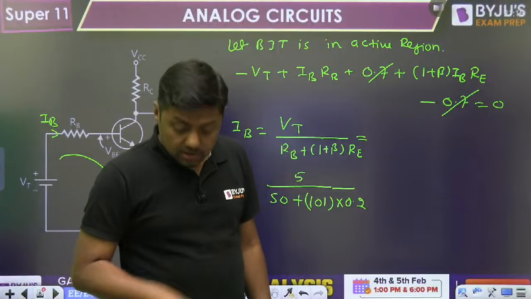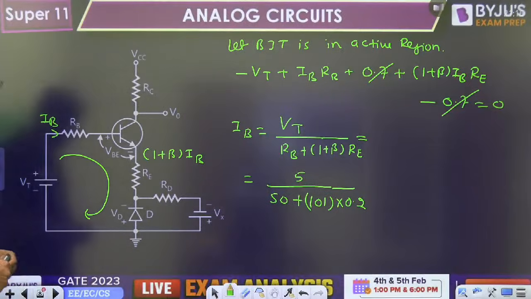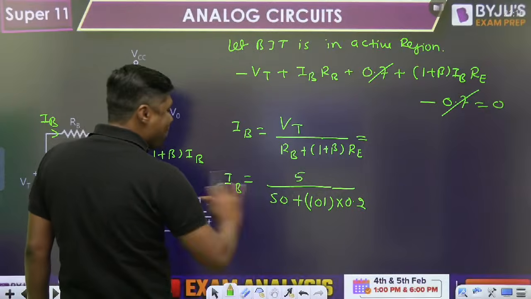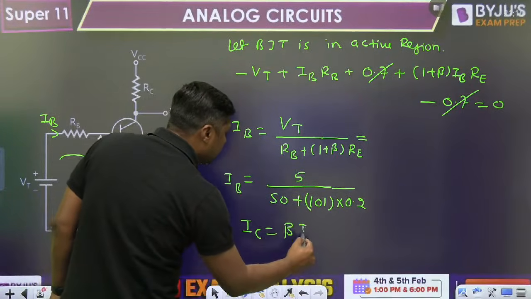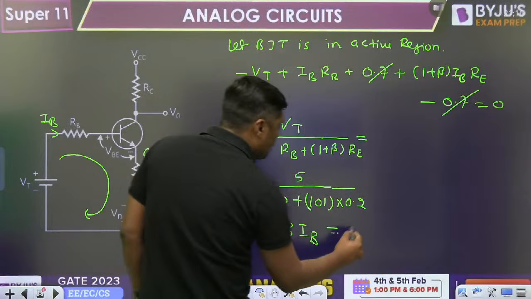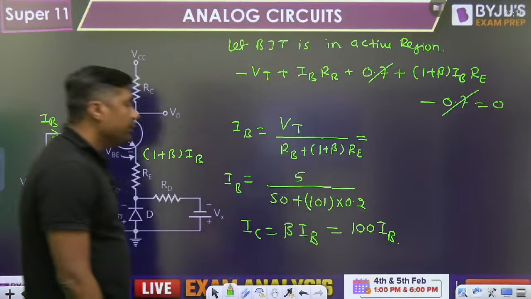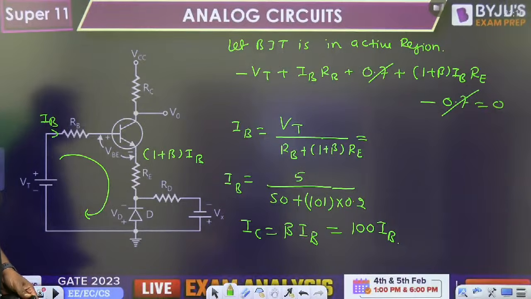Tell me, what is the answer now? Now you can find the value here. Okay, please try to solve this question. Once you get the value of IB, you can find the value of IC, beta IB, 100 times IB. Now you have the idea about the IC and IB.